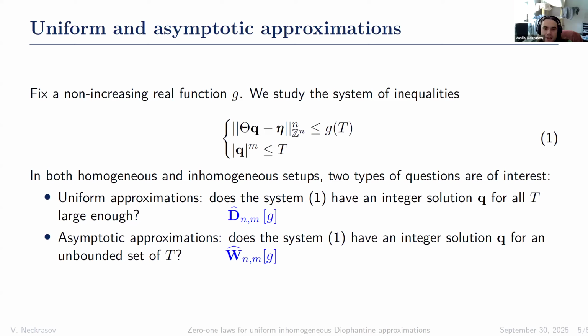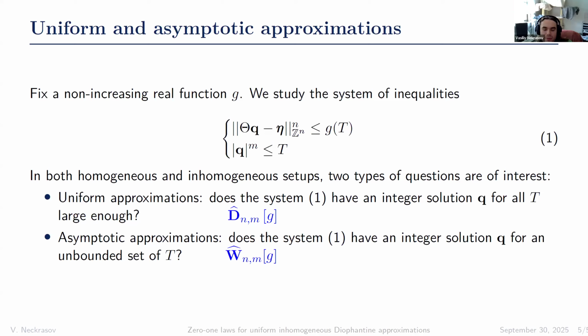We will denote the set of pairs theta, eta which have solutions for all t large enough. We will call them Dirichlet, and we will denote this set of Dirichlet pairs as D-hat of the function g.